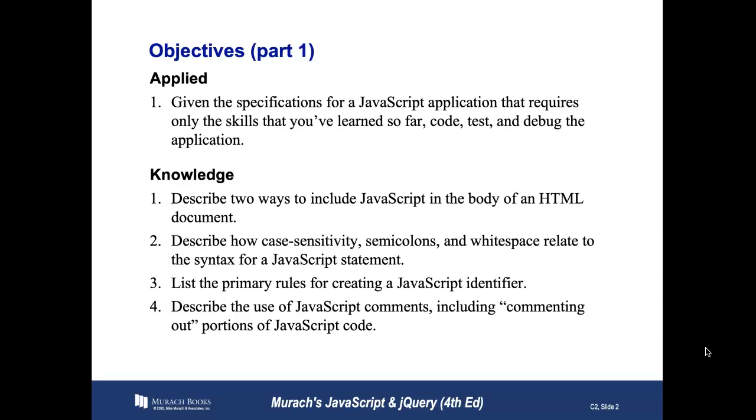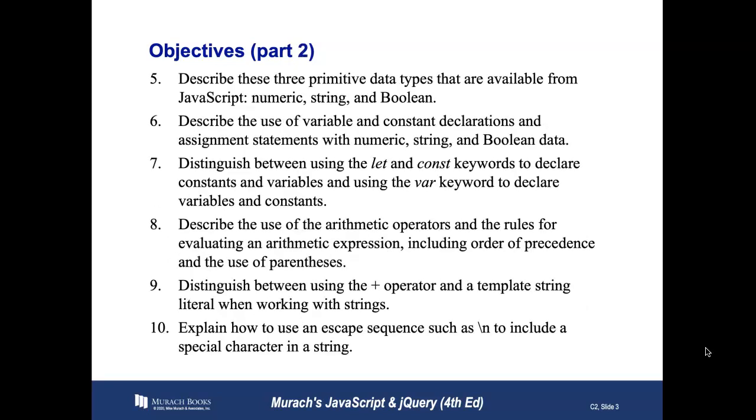And the other thing we need you to understand is case sensitivity. We'll be talking about variables and how they're case sensitive, what a semicolon does at the end of each statement, how white space relates to the syntax for JavaScript. We'll also list the primary rules for creating a JavaScript identifier. And that means how JavaScript accesses an element. We'll teach you how to comment your code, which is, by the way, a great thing to have in your portfolio. Well-commented code is something employers look for because they know you're a team player who likes to communicate.